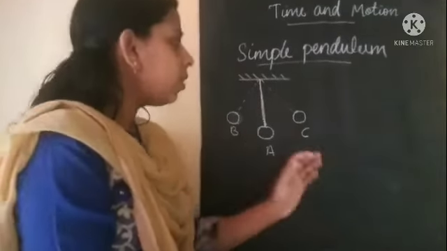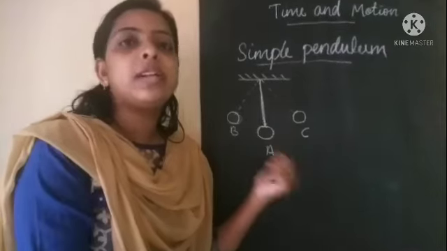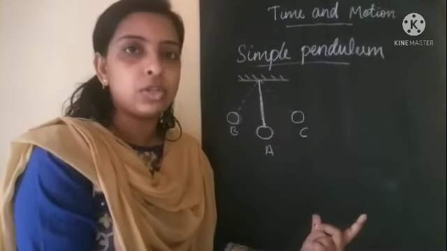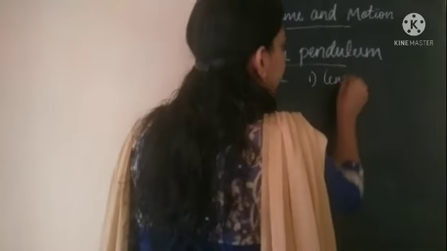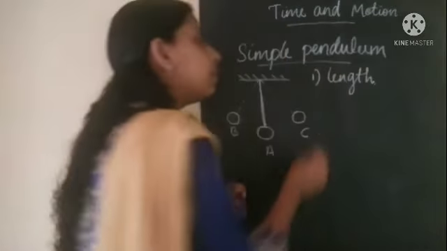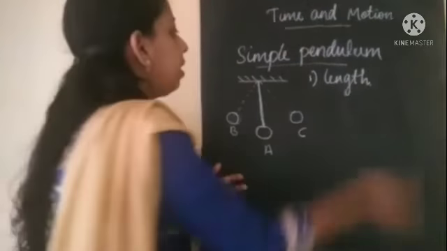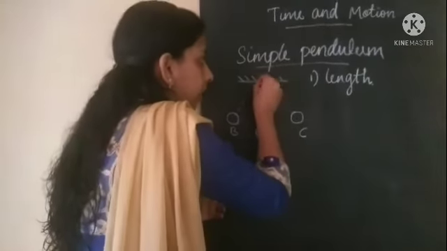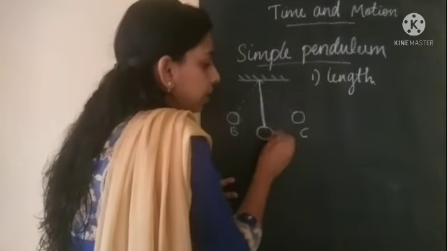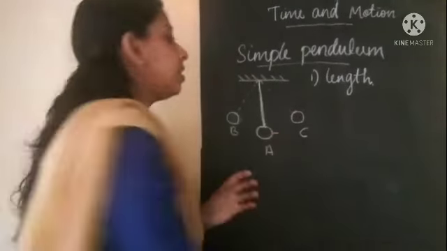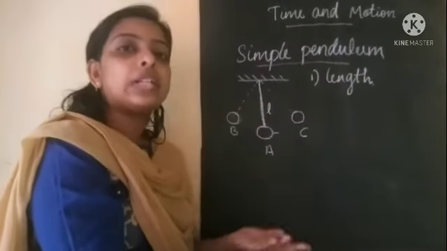Now we are going to discuss some of the terms related to the simple pendulum. The first term is length, the length of the pendulum. The length of the pendulum is this: when we consider the length of the string from the top to the middle of the bob, that is considered the length of the pendulum.